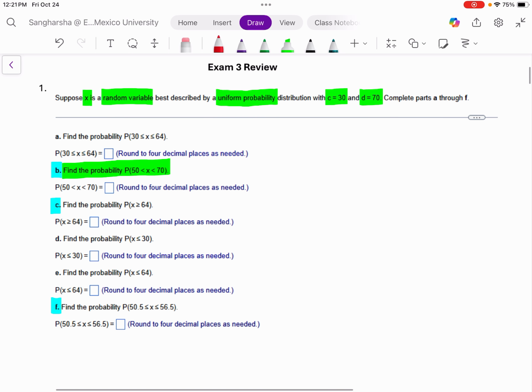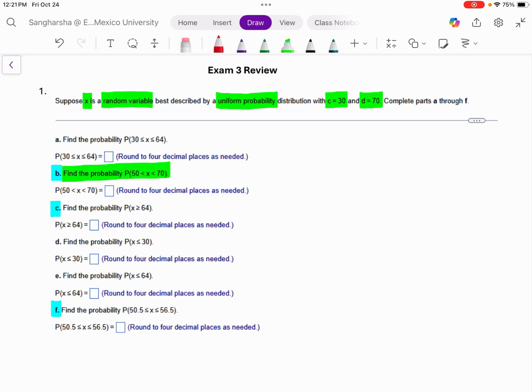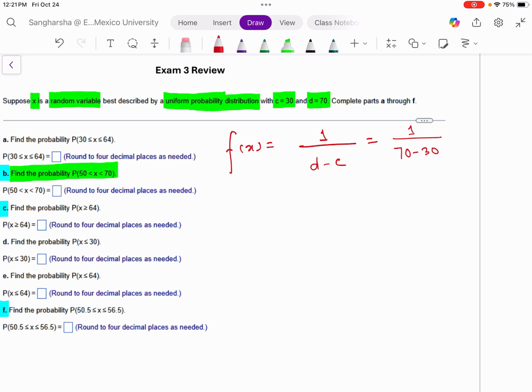So at first, let's start with finding a function that describes our uniform probability distribution. To find that, we have f of x equals 1 over d minus c. So this is 1 over, our d is 70, c is 30. This equals 1 over 40. So our function is 1 over 40.